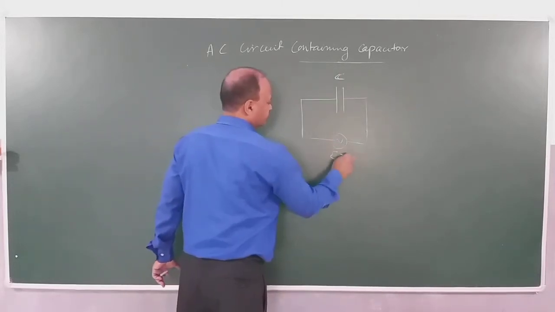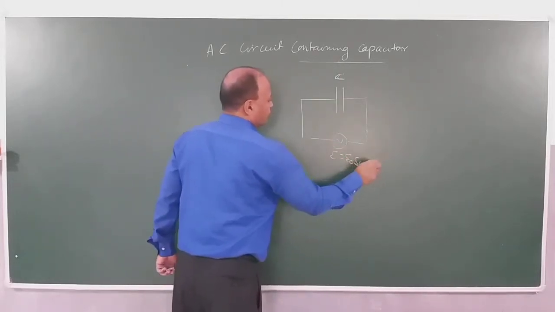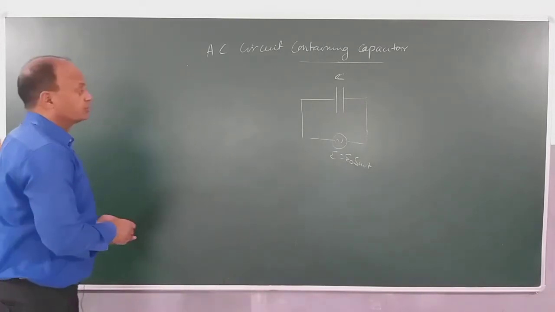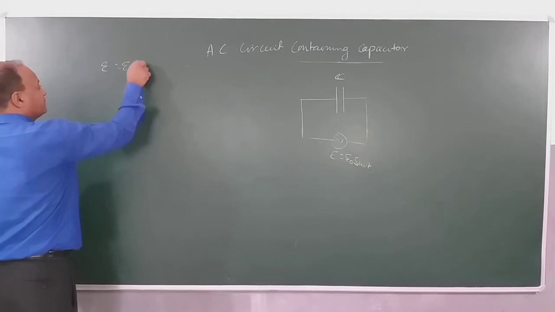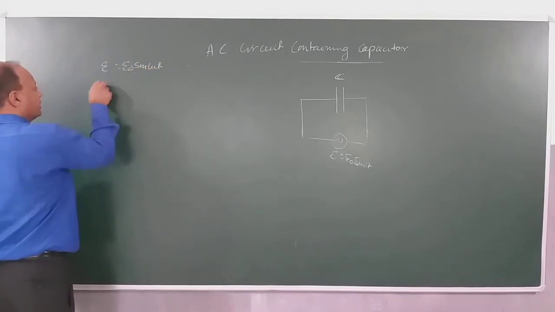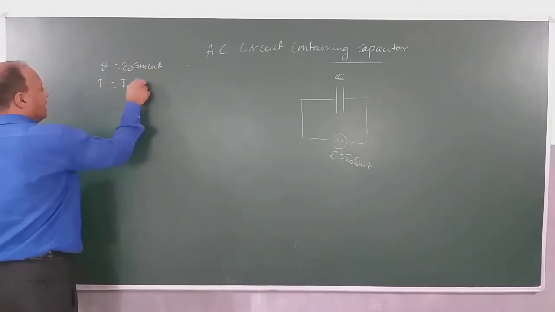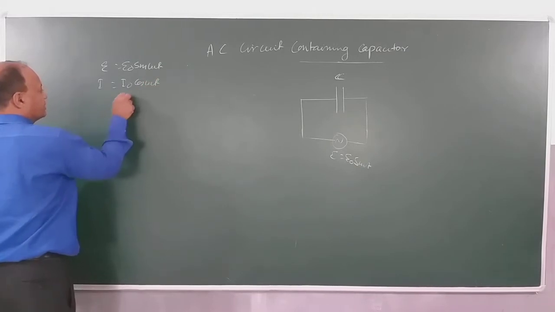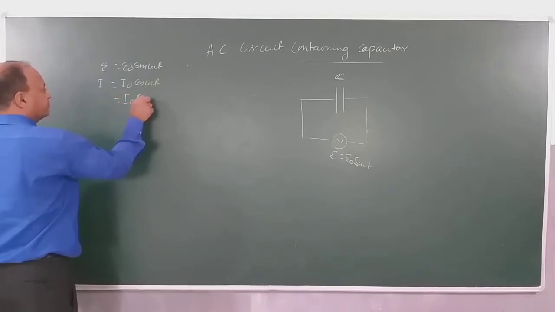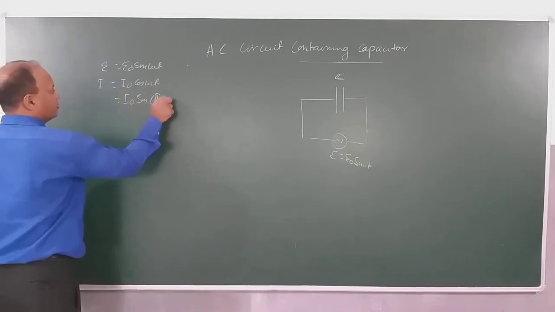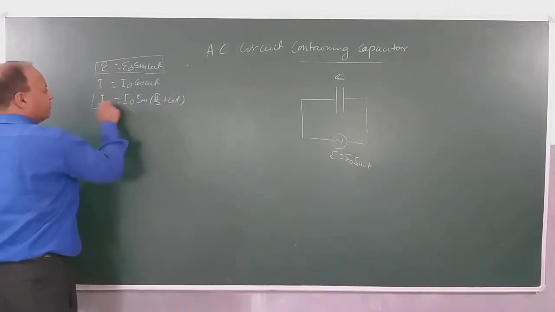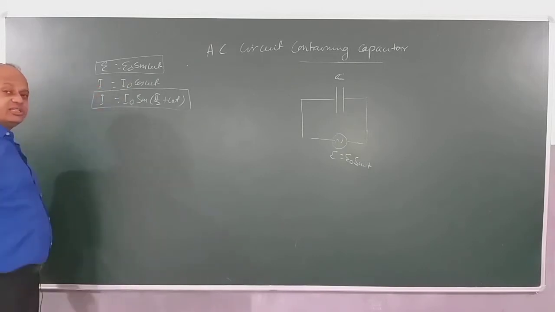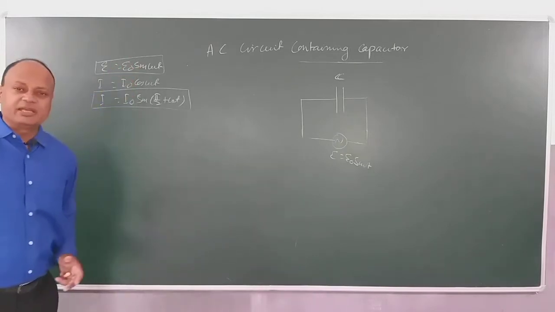Now children, we will see this phasor diagram. E equals E naught sin omega t, then I becomes I naught cos omega t, which is I naught sin(pi by 2 plus omega t). Now these two relations are important for us for understanding the phasor diagram, and we already said current is leading applied voltage by pi by 2.